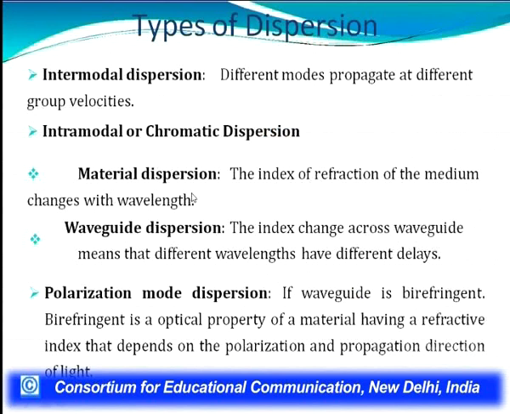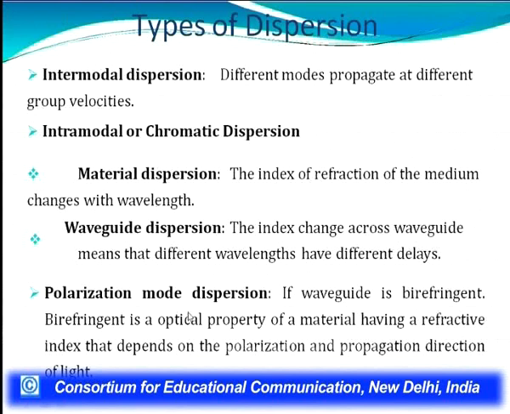In the material dispersion, the index of refraction of the medium changes with the wavelength. As the wavelength changes, the refractive index will change. And in the waveguide dispersion, the index changes across the waveguide, meaning that different wavelengths have different delays. That is the intramodal or chromatic dispersion.